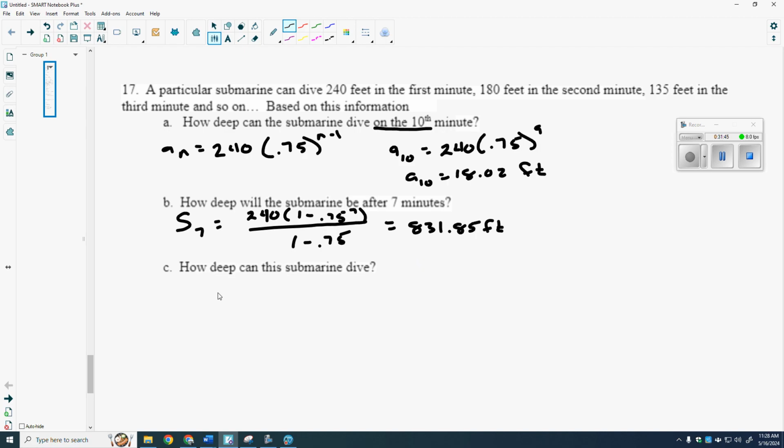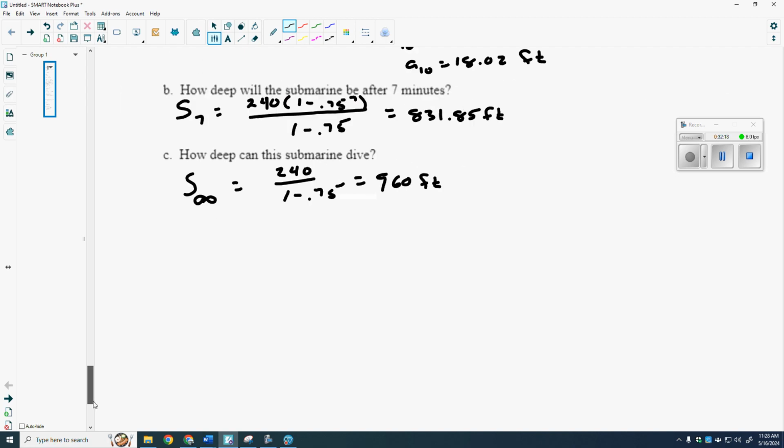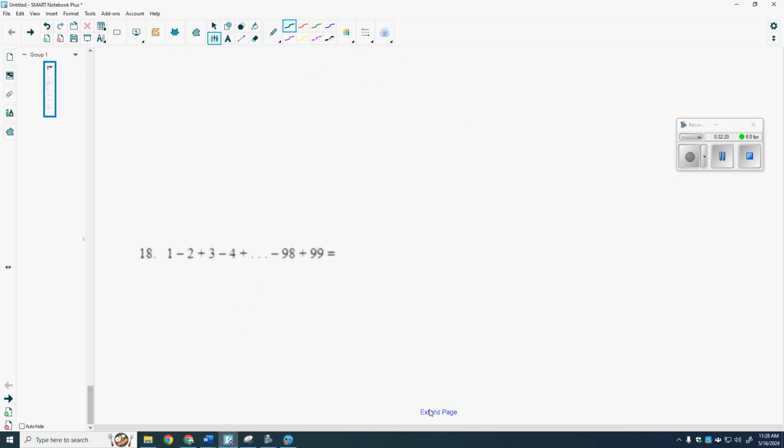Now, if this continued forever, so S sub infinity, how deep can the submarine dive? 240 divided by 1 minus 0.75. Grab a calculator, type it in, and you should get 960 feet. After 7 minutes, it's at 831. From there to infinity, it can only go another 130 feet deeper, because every minute it can only dive 75% of what it dove the minute before. So eventually it's going to quit diving. Well, mathematically it's not, but realistically it is.